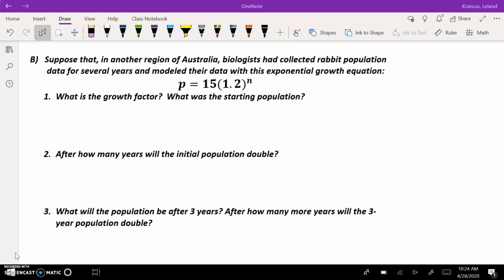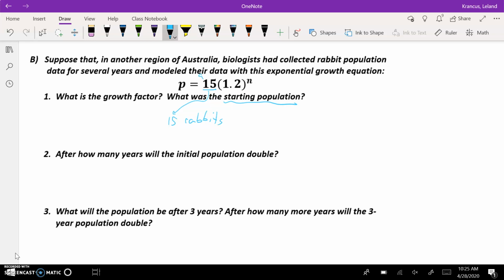So in exponential form, we have the same thing. So in exponential form, we know that this starting number, often called a, that is our y-intercept. That's our starting value. So if that is our starting value, then that means that the starting population would be 15 rabbits.